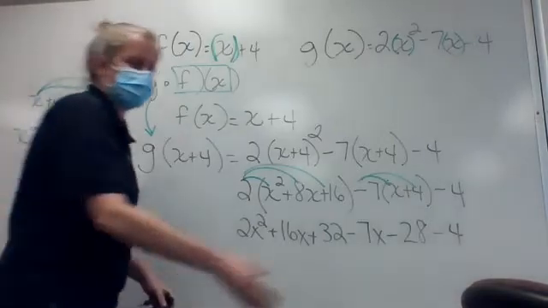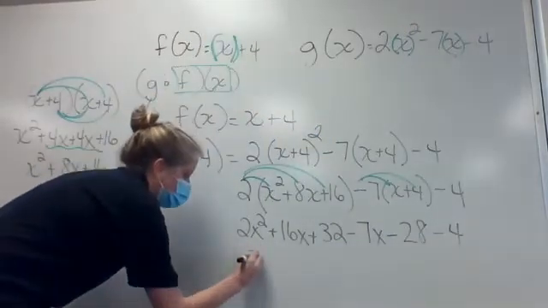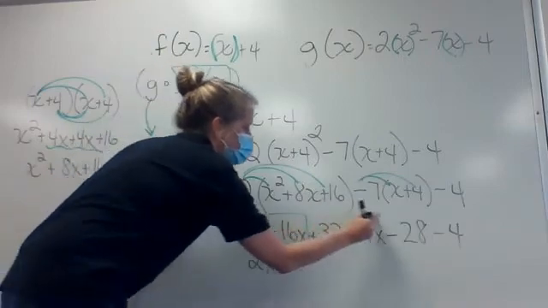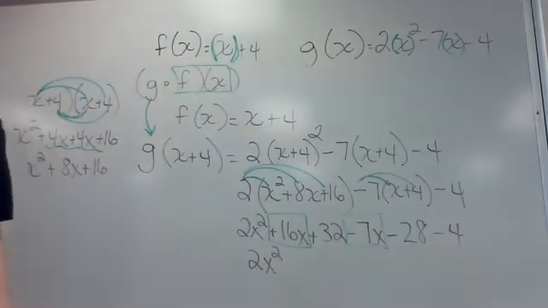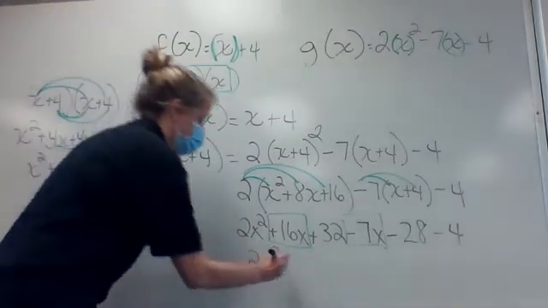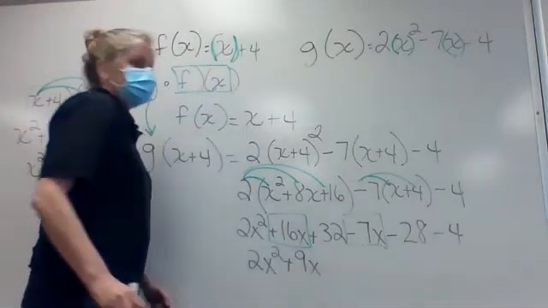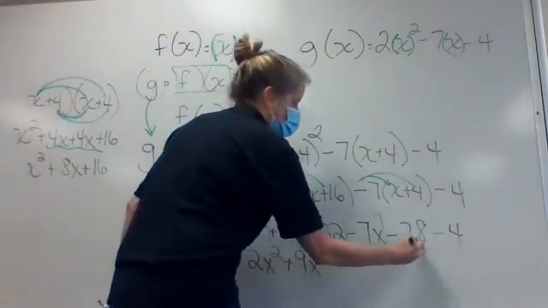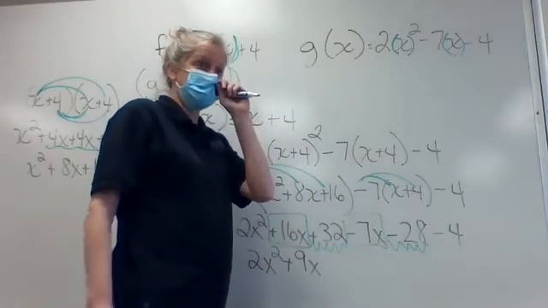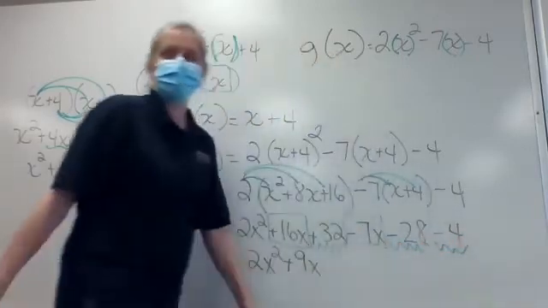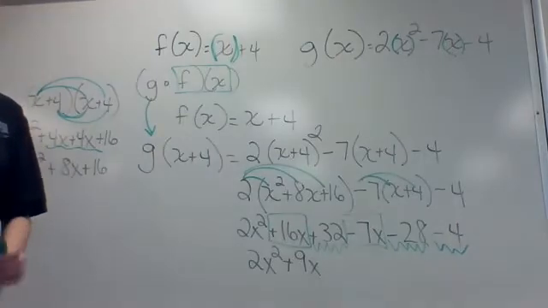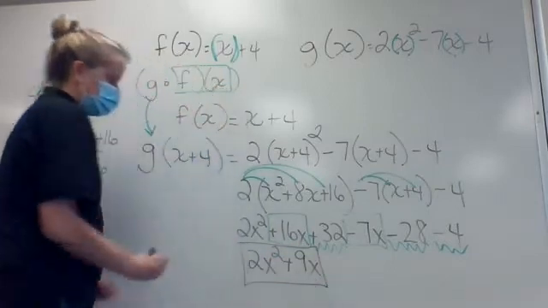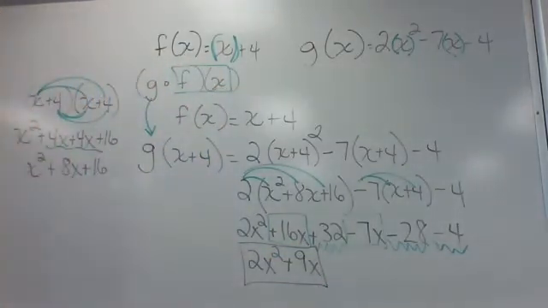So no other x squared, so I just have 2x squared. Let's see, I can combine these x terms. So I'm left with 9x, that's 16 minus 7. 32 minus 28 is 4, right? Because then you have a minus 4 there. So you don't have any numbers left, no constants. So all you're left with is 2x squared plus 9x.